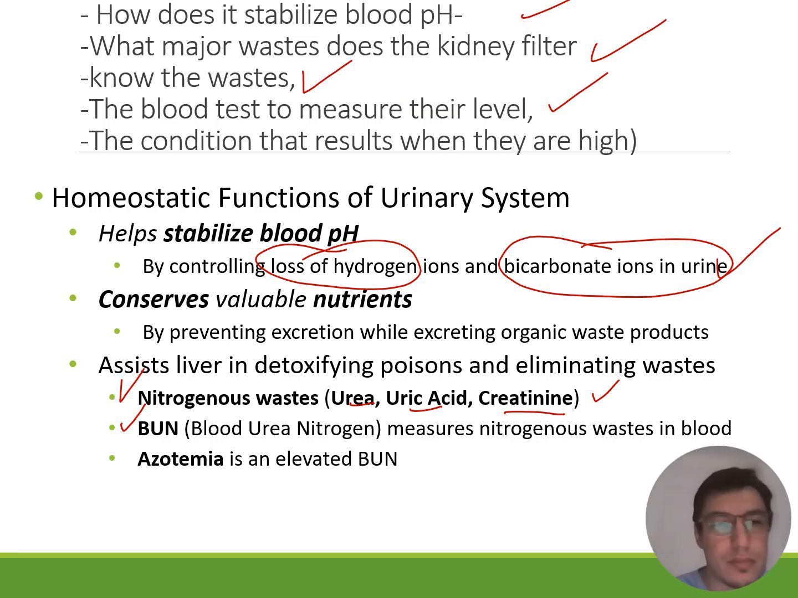or there is an increased production of urea. So if the urea increases, if the nitrogenous waste increases in your body, that is going to lead to a condition called azotemia.